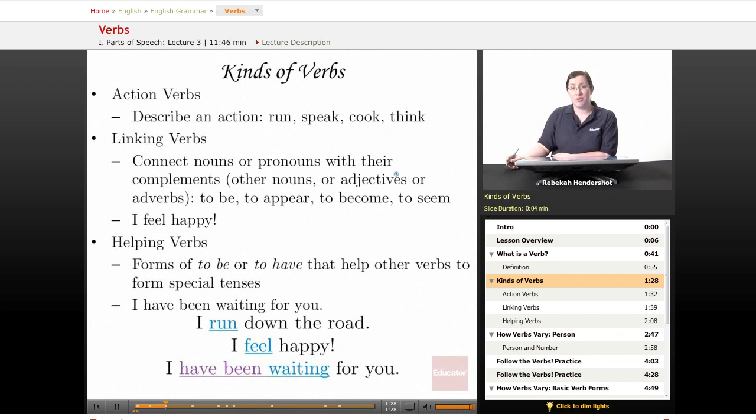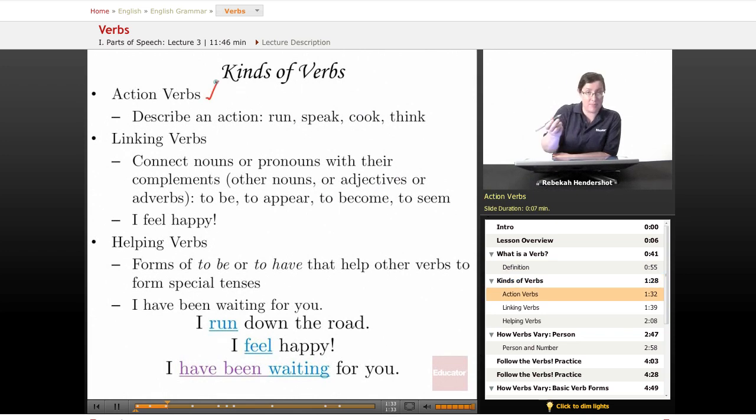All right, there are three major kinds of verbs. There are action verbs, which describe an action, like run, or speak, or cook, or think. Then you have linking verbs. Linking verbs connect nouns or pronouns with complements, other nouns or adjectives or adverbs. And linking verbs are things like to be, or to appear, to become, or to seem.